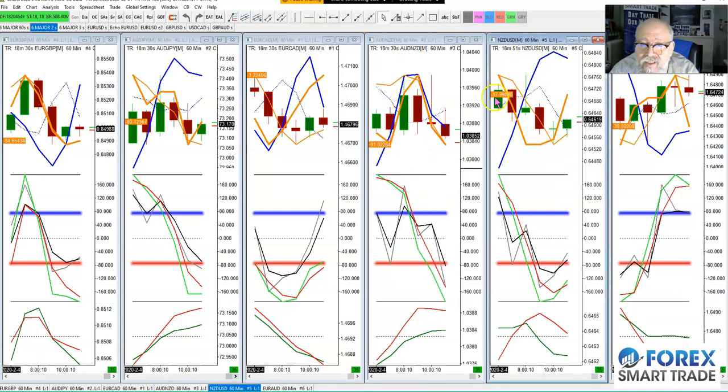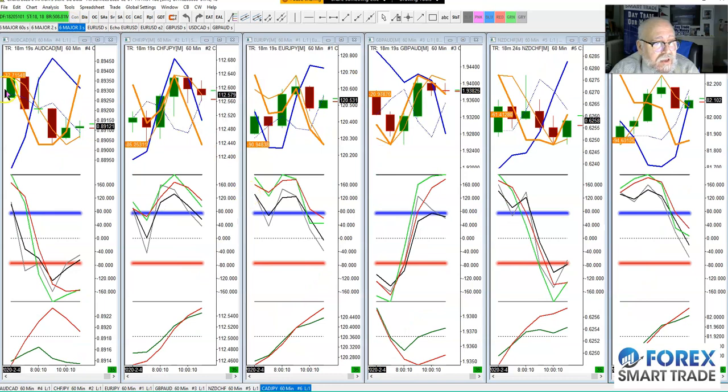New Zealand USD, minus 37 is a no. Euro AUD, minus 39 is a no. And then a quick look here, minus 31 on AUD Canadian, no. Minus 86 on Swiss franc yen, no. Minus 91 on the euro yen, that's a yes, but I don't have condition 2, which is to have all the lines oversold. So we'll pass.